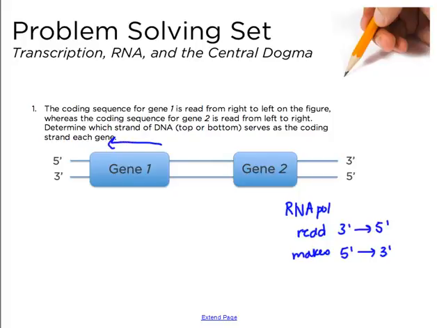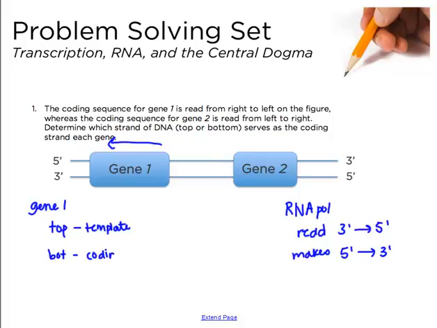So it's asking which is the coding sequence strand, and then we could also answer which is the template strand. Well, the template strand is going to be the one that's read, and that's going to be the 3' to 5' direction. So for gene 1, the top strand is 3' to 5', right, when you're going from right to left. So the top strand is the template strand, and therefore the bottom strand is the coding strand.